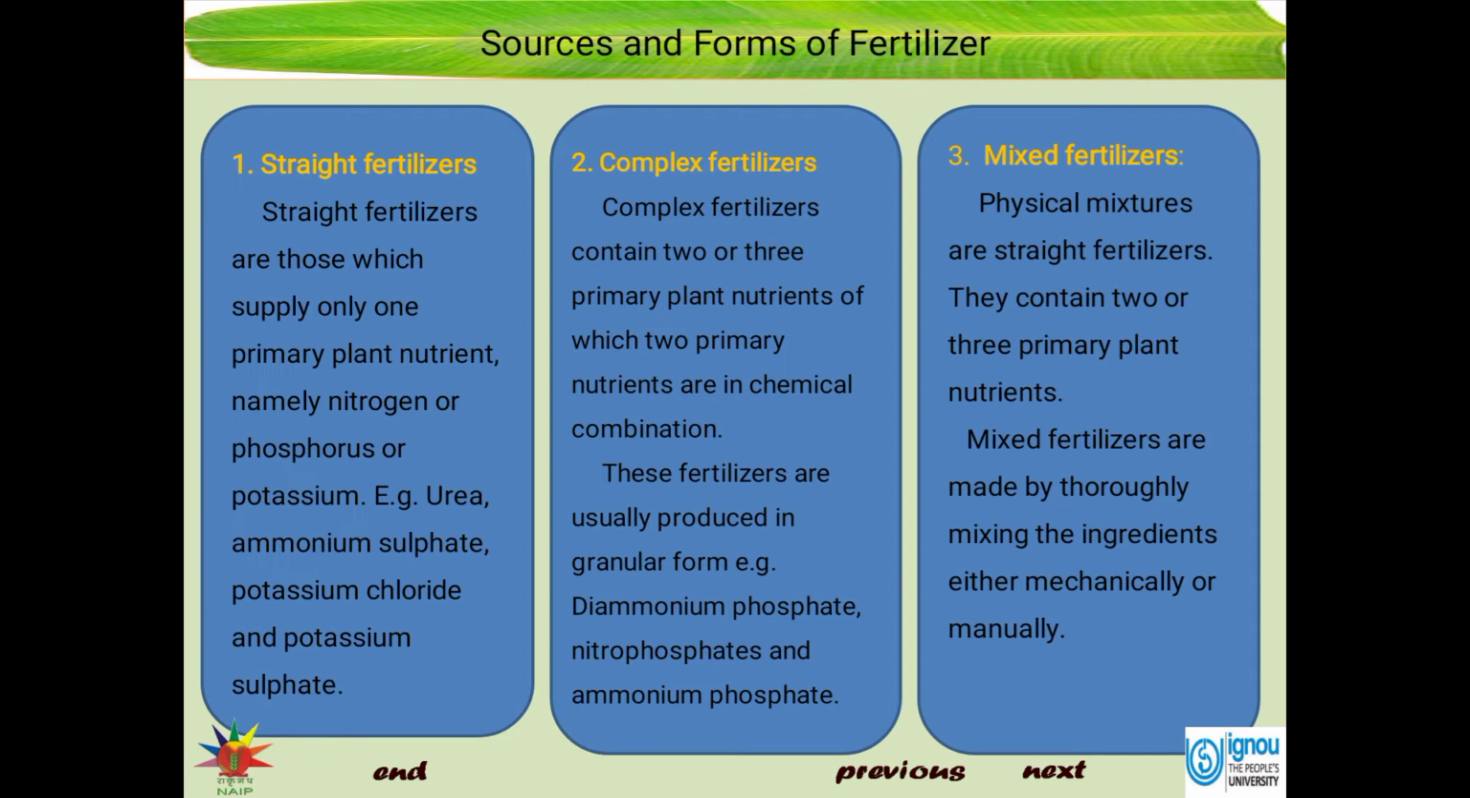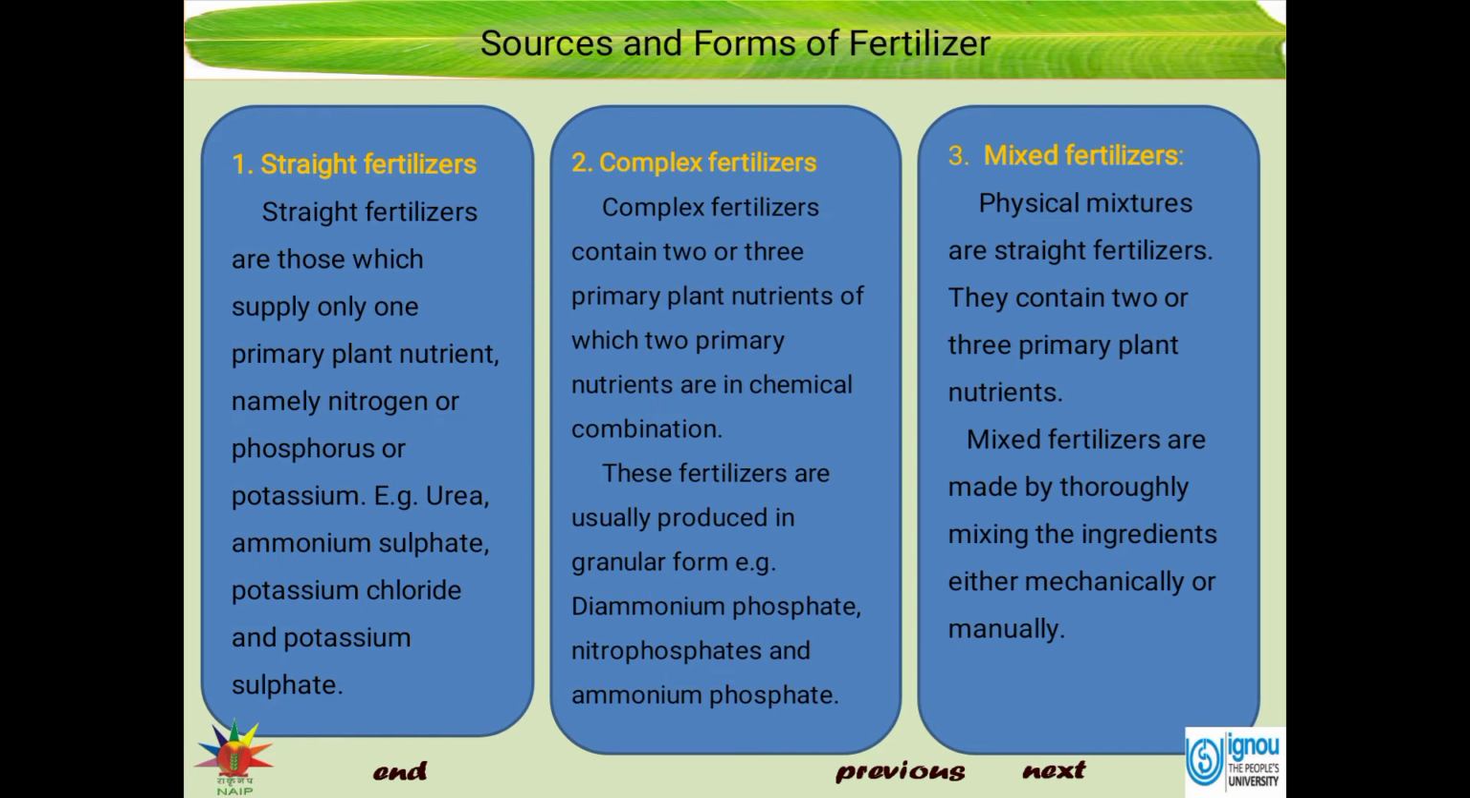Everyone knows that DAP contains two essential elements. The first is nitrogen and the second is phosphorus. Nitrogen is present at 18%, and phosphorus at 48% in DAP. So these are examples of complex fertilizer. It provides only two or three essential elements to the plant from the soil.